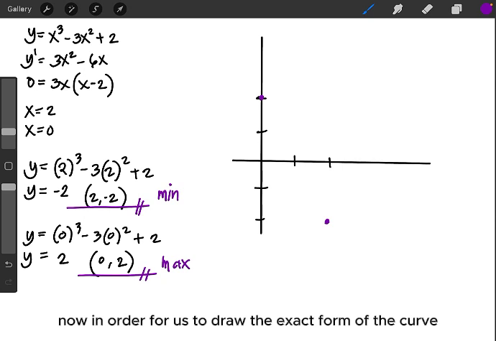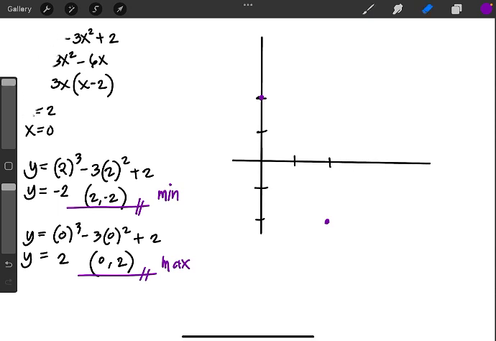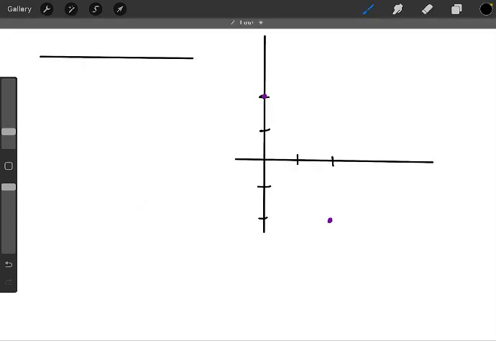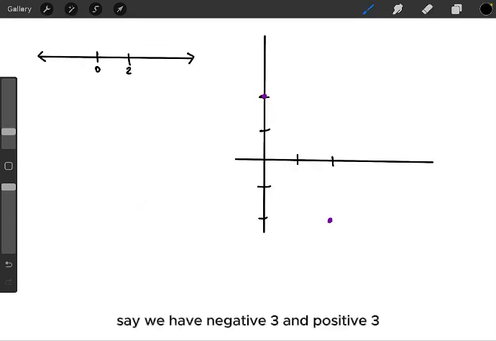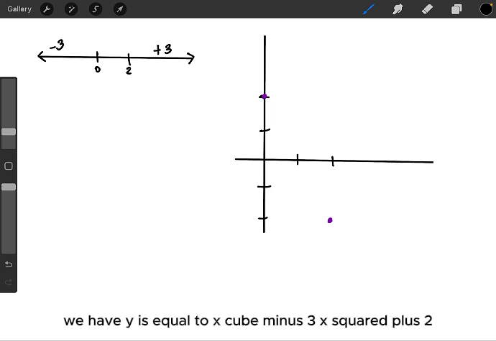Now, in order for us to draw the exact form of the curve, we can use a number line and find a number greater and less than our critical numbers 0 and 2. Say we have negative 3 and positive 3. Substitute these values to our given function to find the y values. We have y is equal to x cubed minus 3x squared plus 2.